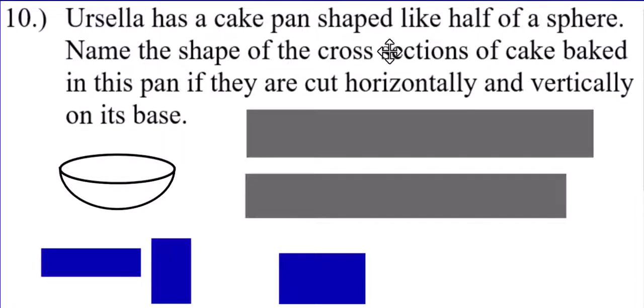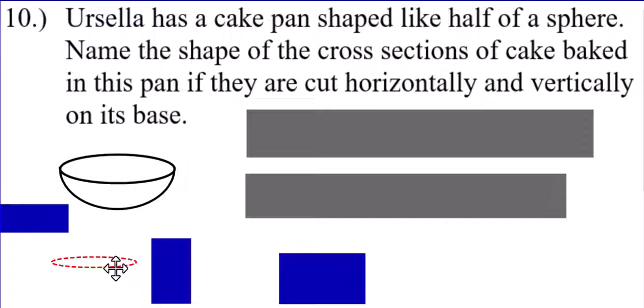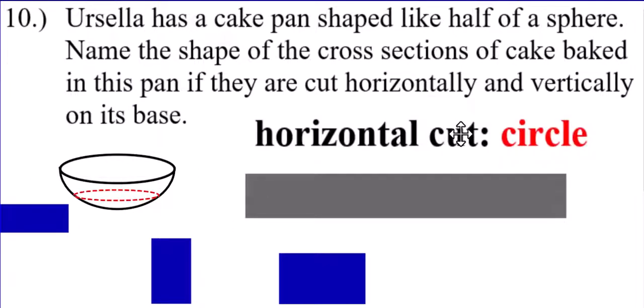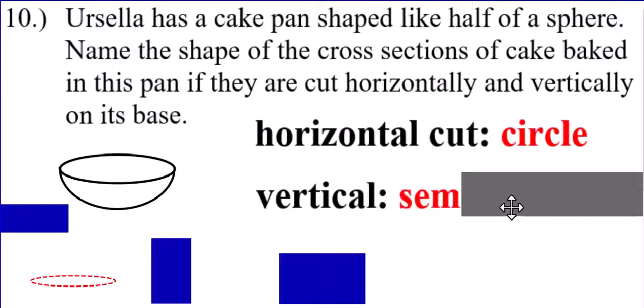We need to name the shape from cross sections of the cake baked in this pan if they're cut horizontally and if they're cut vertically. So let's start with the horizontal. The horizontal slices would be like this, kind of parallel to the circular opening at the top of this cake pan. So if it's parallel to the circle at the top, then it's going to make a circle. Not as big of a circle as what you see at the top, but still going to be a circle nonetheless.